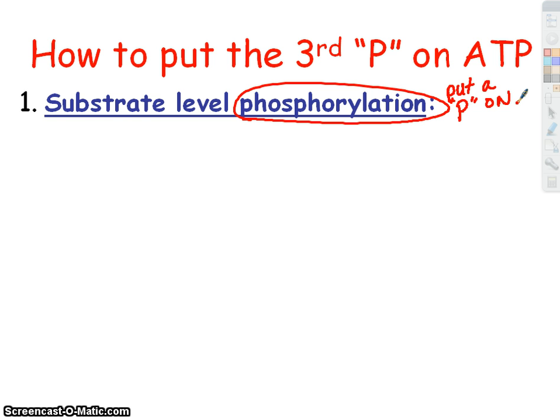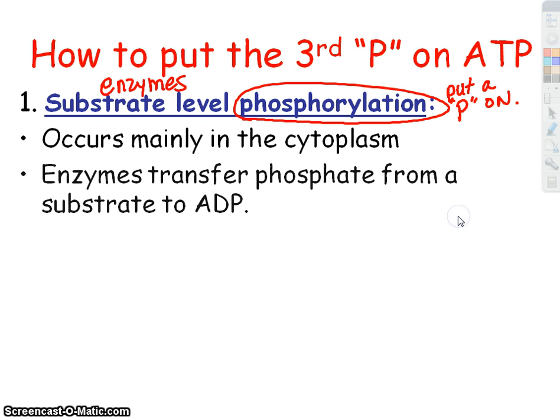And what's a substrate? It's the thing that the enzyme reacts with. We just did a whole chapter about enzymes and substrates. So literally, this has to do with enzymes. Well, substrate level phosphorylation, just like it sounds, is basically where an enzyme takes a phosphate from a substrate and sticks it on ADP to make ATP. That's all substrate level phosphorylation is.